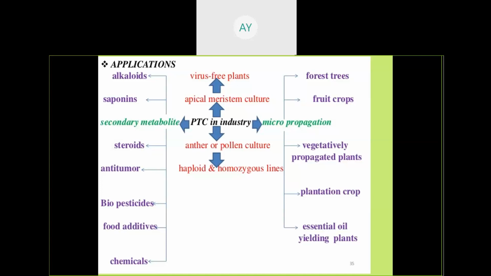Next objective is production of virus free plants. What is a virus free plant? Through plant tissue culture we multiply the plant, and what is the source of that plant sample? That is the apical meristem. Just see the arrow cursor, that is the apical meristem. You know what apical meristem is?